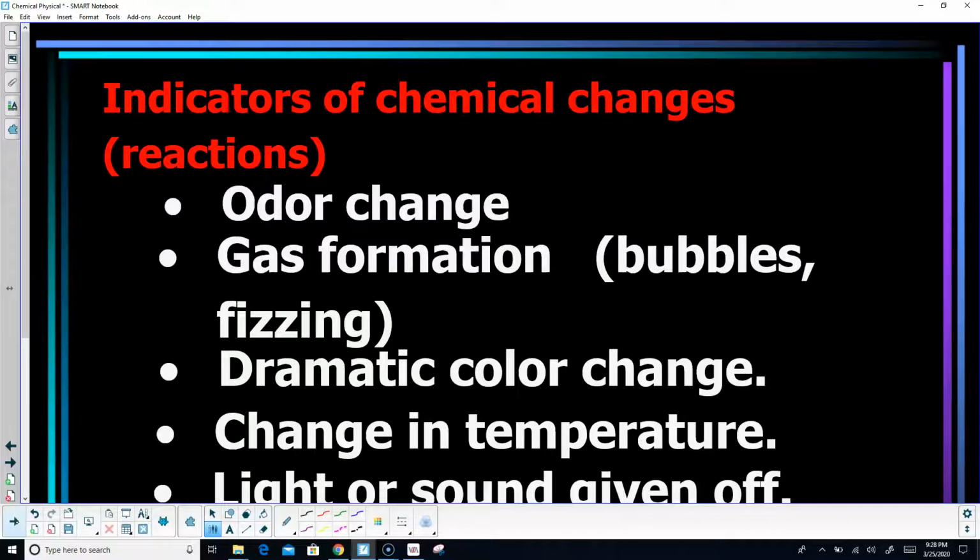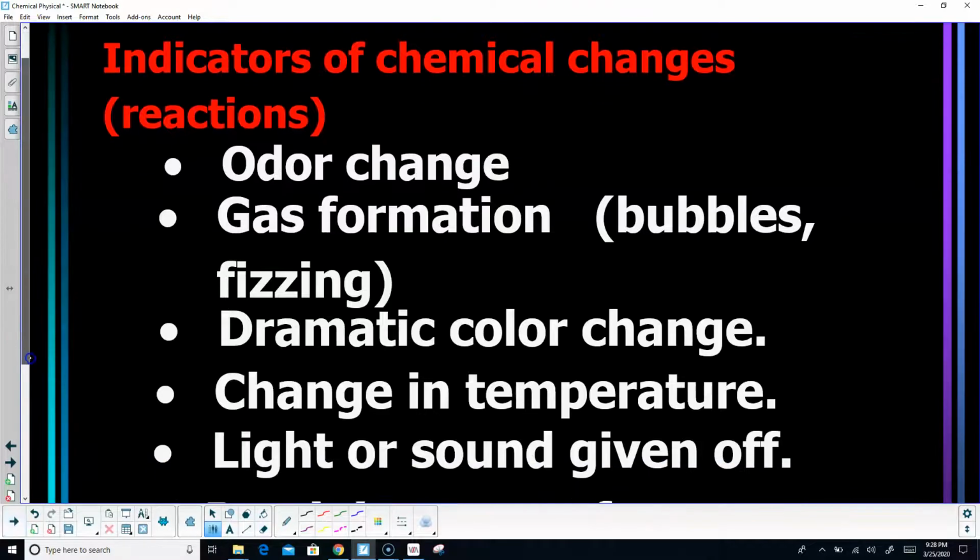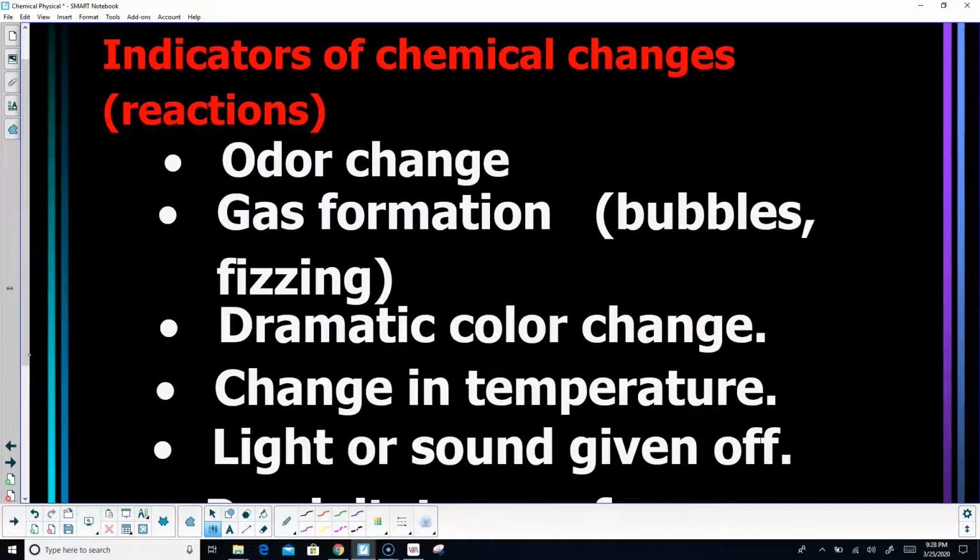So certain things like odor change, okay, change in smell. I'll give you an example. Let's say if I take a piece of wood and I burn it, that is a chemical change. I'm chemically changing the wood. It has an odor change. Wood has a particular smell, and everybody knows what wood smells like when it burns. It smells like a campfire. You can tell from a long distance that wood's burning somewhere because it has a definite odor, and the odor changes. So that's one indicator there is a chemical change taking place.